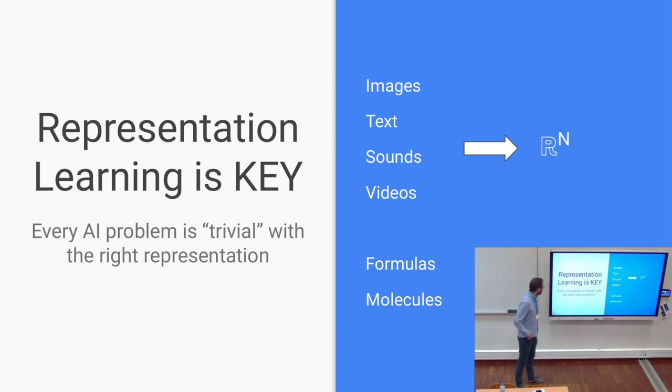Well, the key thing about deep learning is this problem of learning good representations. One of the biggest conferences in machine learning now is actually called the International Conference on Learning Representations, ICLR. It's the whole idea of going from high dimensional inputs like images, text, sound, video, formulas, or representations of molecules into a representation that is numerical and is just a vector of some dimension, right? Like say 128 numbers. And pretty much almost every problem in AI becomes trivial if you have found a good representation of that thing, which is the hard part.